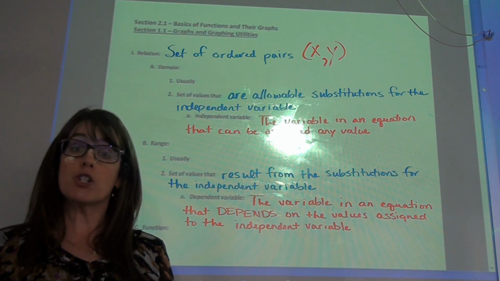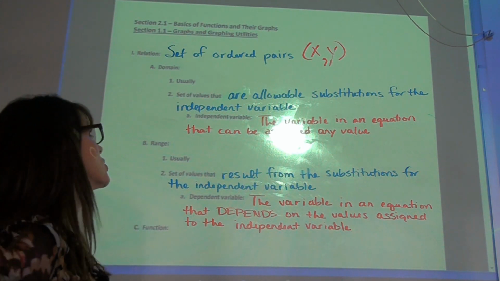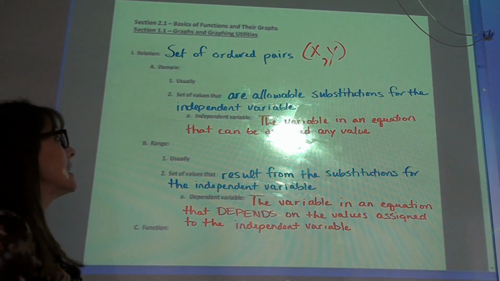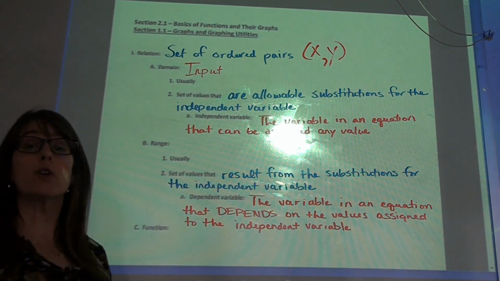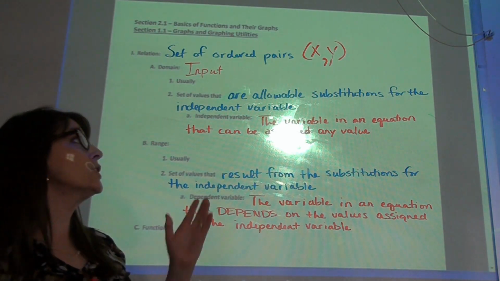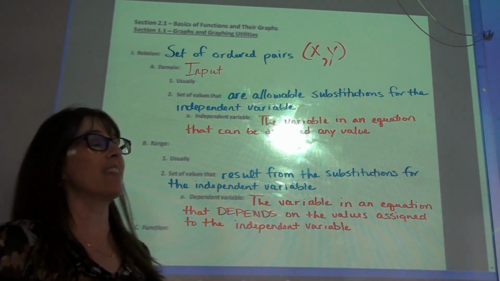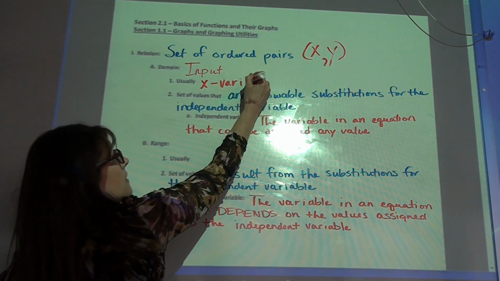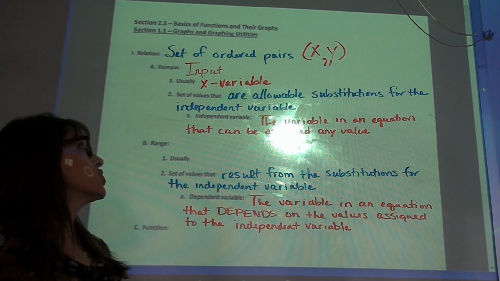Now, once you've established that you have a relation, there are two parts to that relation. You've got your domain and you've got your range. Domain is input. It is what you're putting into your relation. And typically, which of these variables do we put numbers into? Yeah, that's typically your x variable. So usually, your domain is going to be your x variable within your relationship.